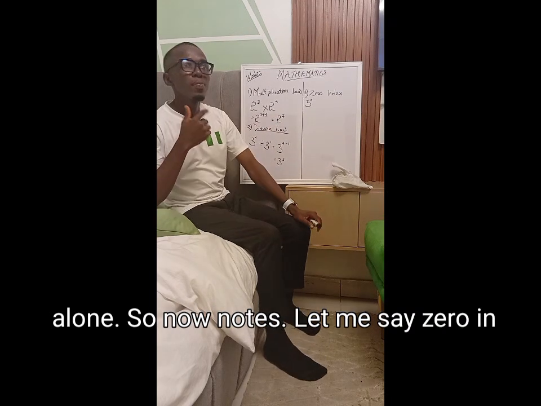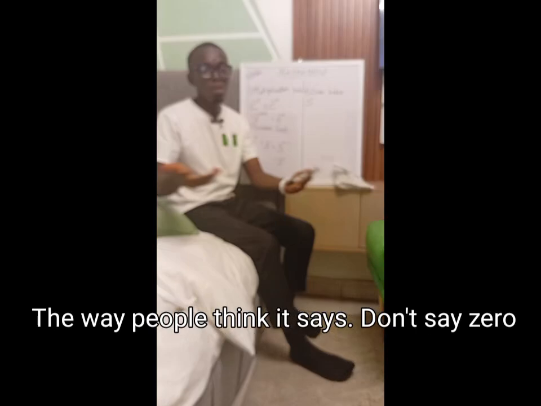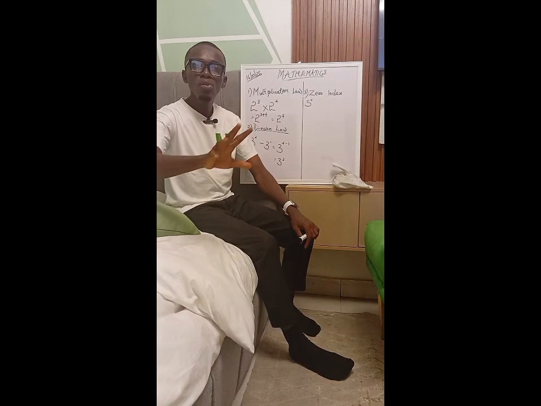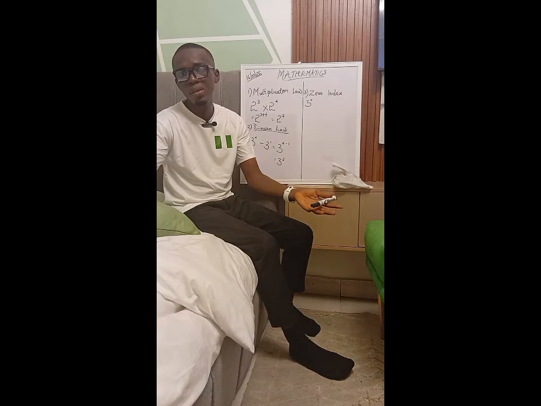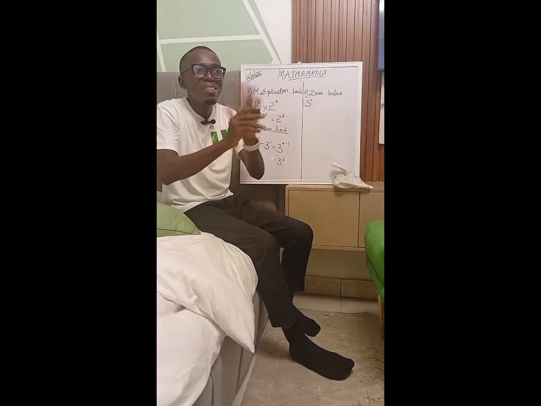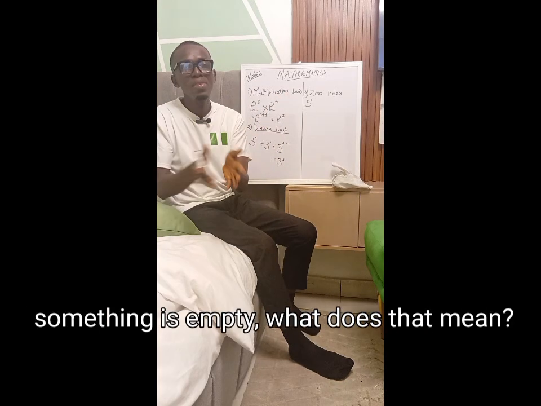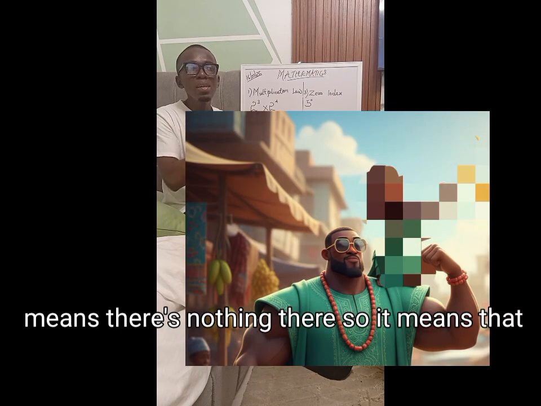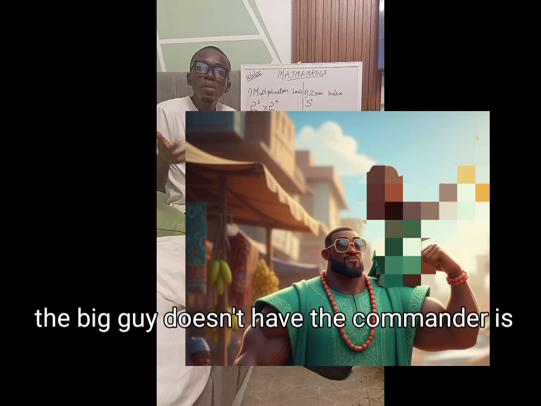So now note, when you say zero in mathematics, because math is not abstract the way people think it is, let me use vernacular, it means sapa. So zero means sapa, means nothing, like it's empty. That's what zero means, it's empty. So when something is empty, what does that mean? It means there's nothing there. So it means that this big guy does not have the commander. The big guy does not have the commander, he's alone.